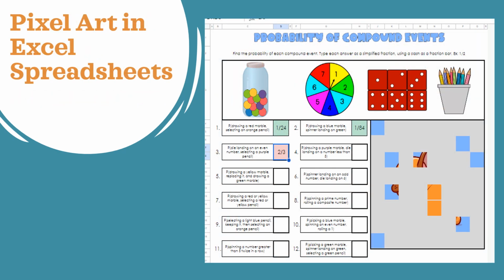Pixel art created with Excel spreadsheets is a student favorite. If their answer is correct, the answer box turns green and pieces of the picture fill in. If incorrect, the box turns red and nothing happens in the picture screen. This provides immediate feedback to the students and they reflect on what they did wrong so that they can get the picture completed. Middle school students find these to be extremely engaging.